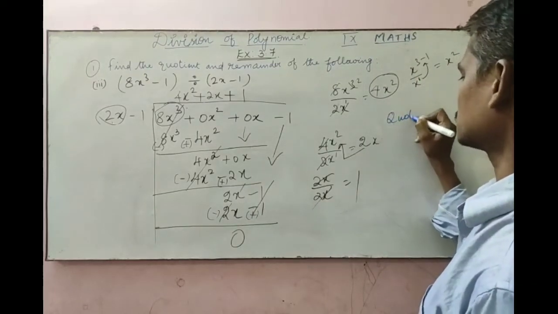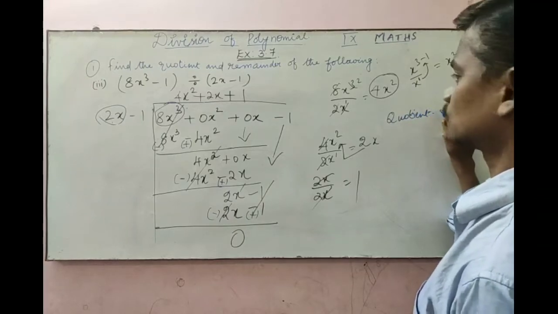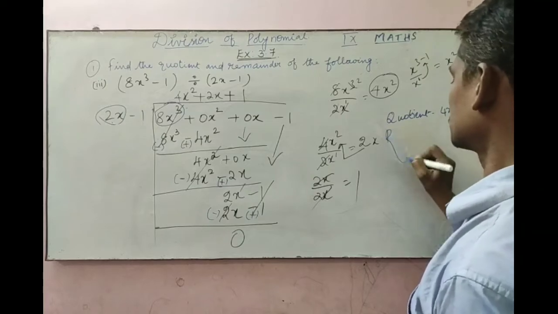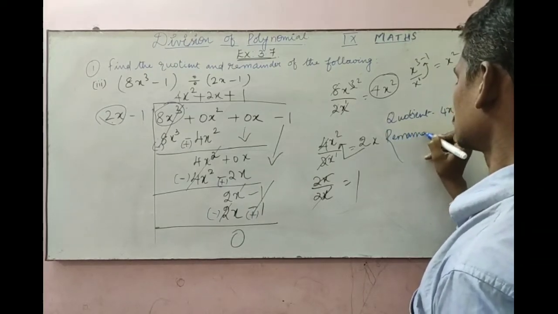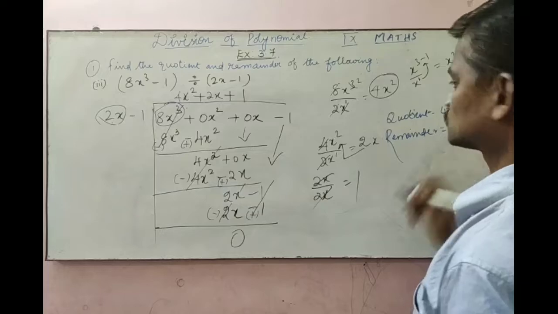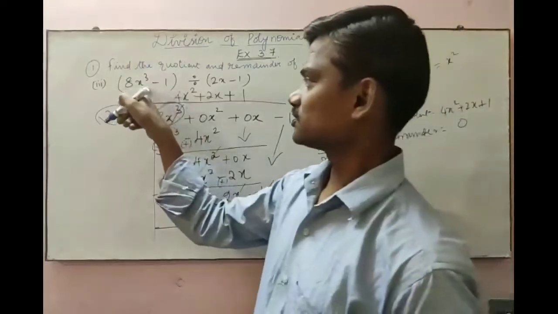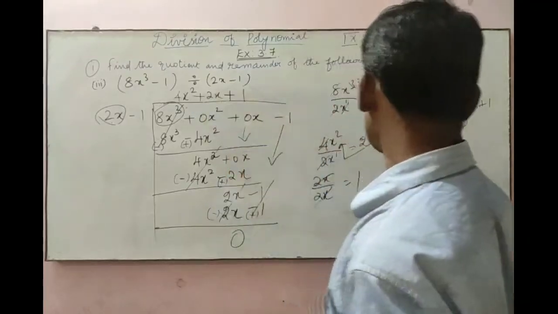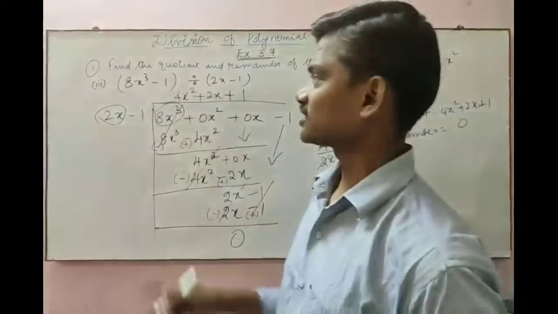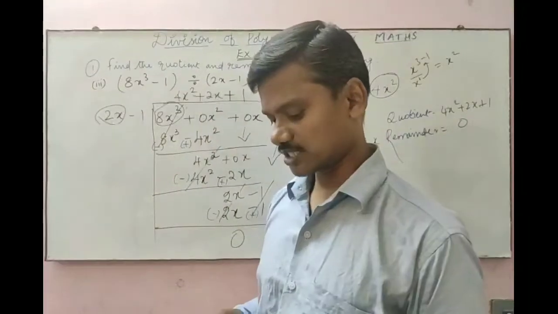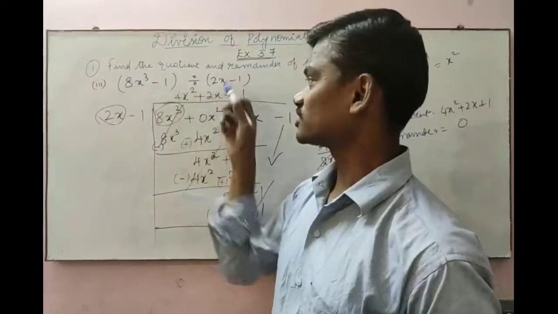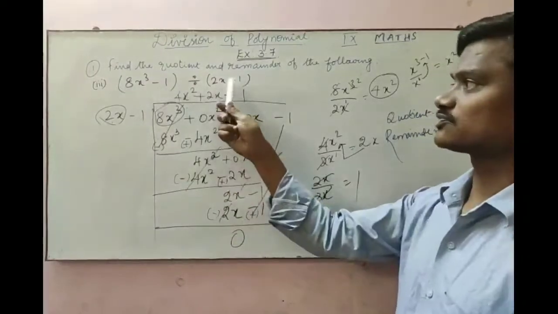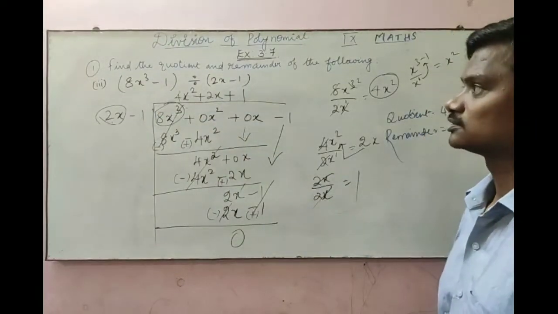So what is the quotient? The quotient is 4x square plus 2x plus 1 and the remainder is 0. So this dividend has this divisor with remainder 0. So this is the factor of this polynomial. If we get the remainder as 0, we call this a factor of this polynomial.